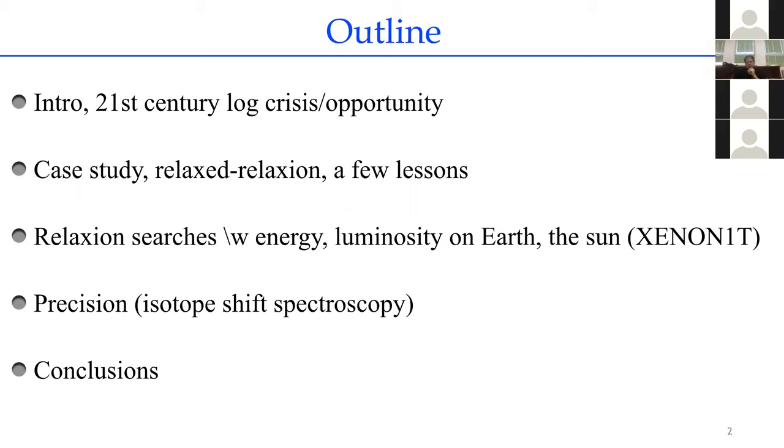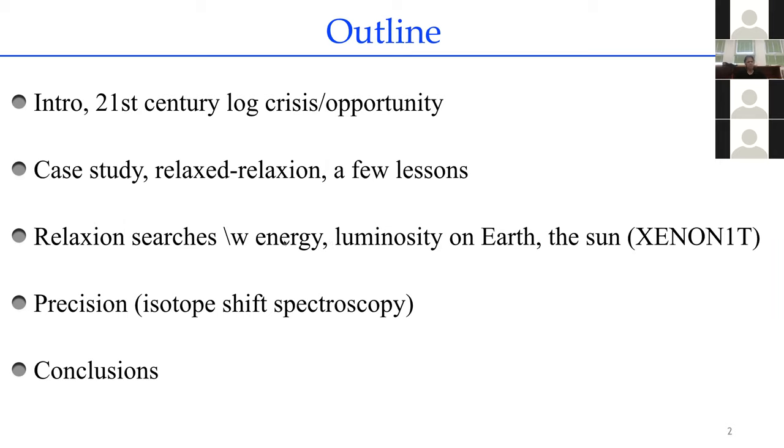So now, as for the outline, I will first talk about something which I call the log crisis or opportunity. You'll see what I mean by that. And I think, again, it's very relevant for us when we think about how to search for new physics nowadays. And as a case study, as we already said, we're going to look at the relaxion, now without a typo. And then we are going to switch to talking about how we search for the relaxion. And in the title I mentioned across frontier.